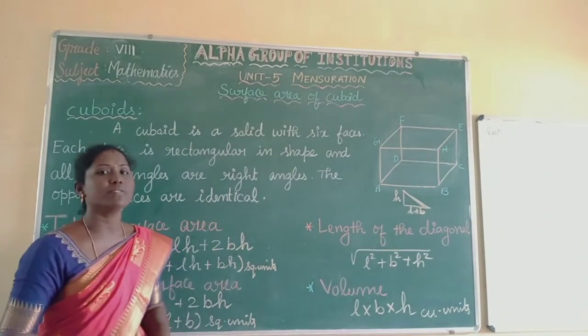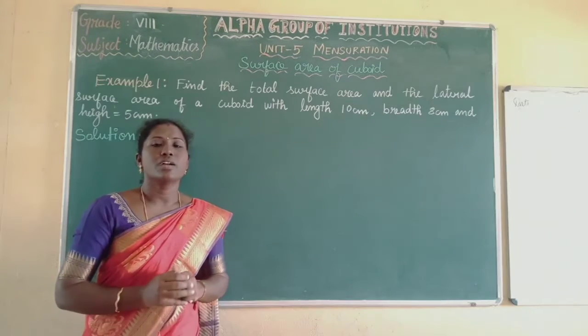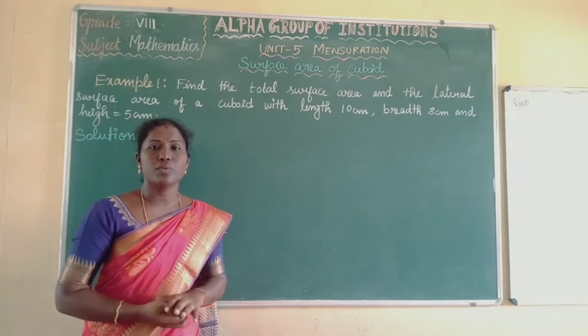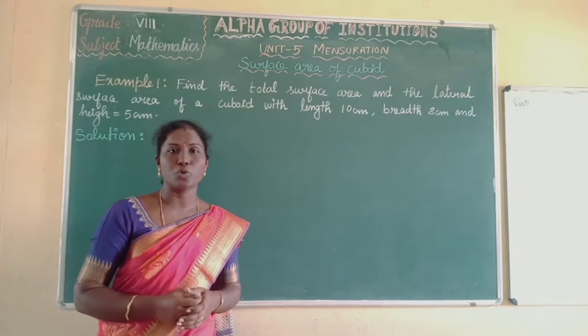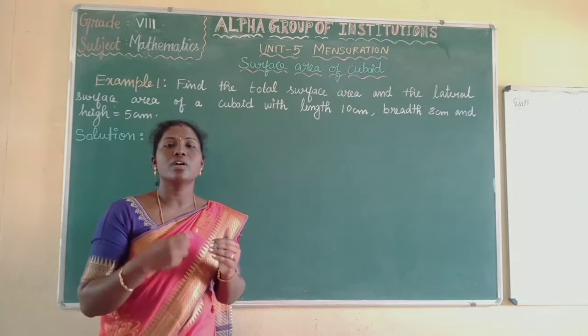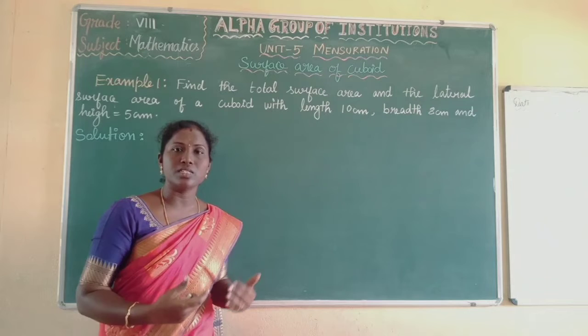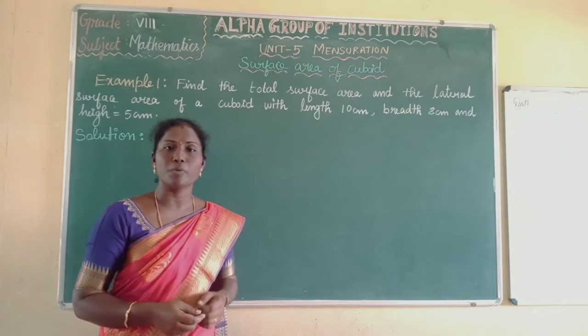Based on these formulas, we are going to solve the problems of cuboid now. Now we are going to solve example 1, based on the total surface area and lateral surface area of the cuboid. You have to learn the formula first. If you learn the formula, then only it is easy to solve the problem. So be thorough with the formulas before solving the problem.